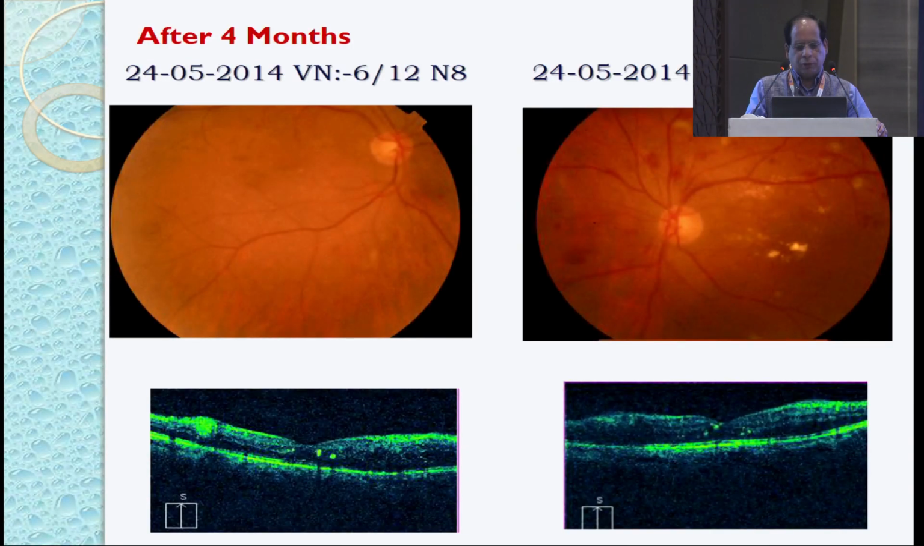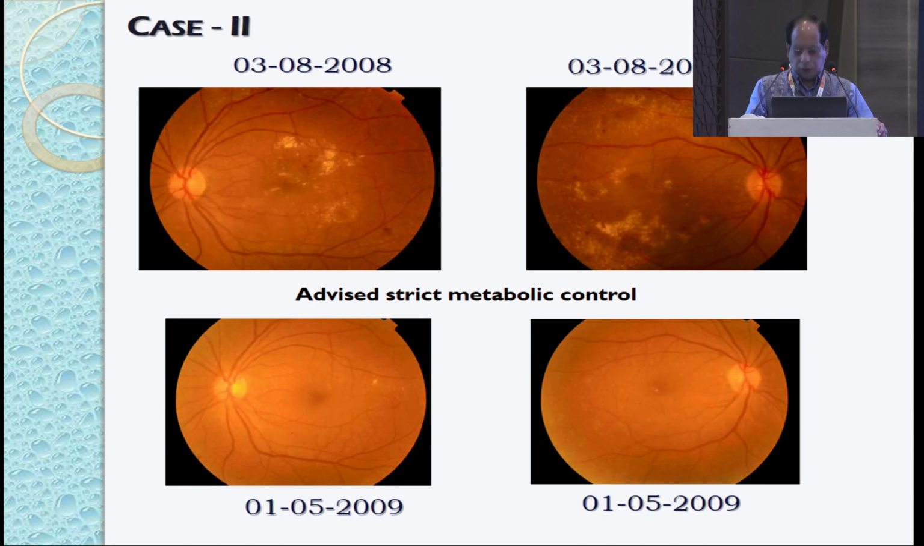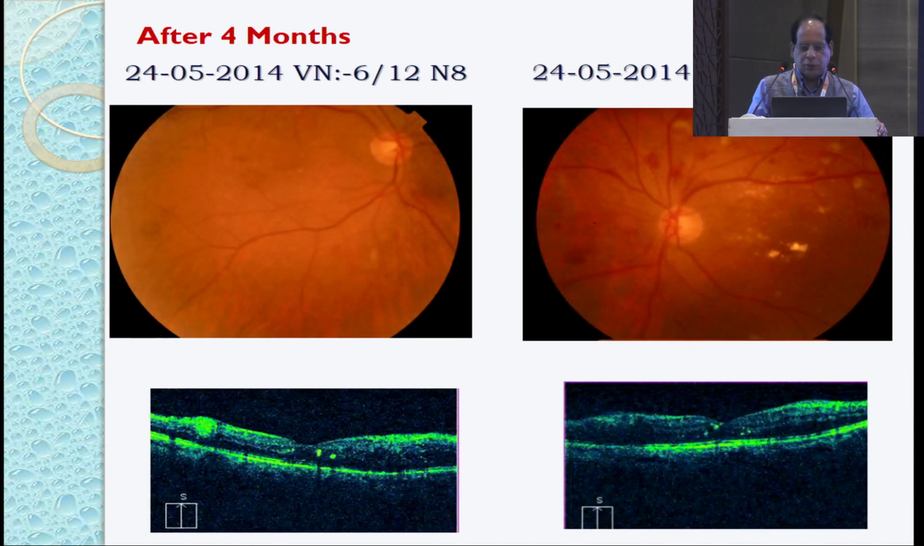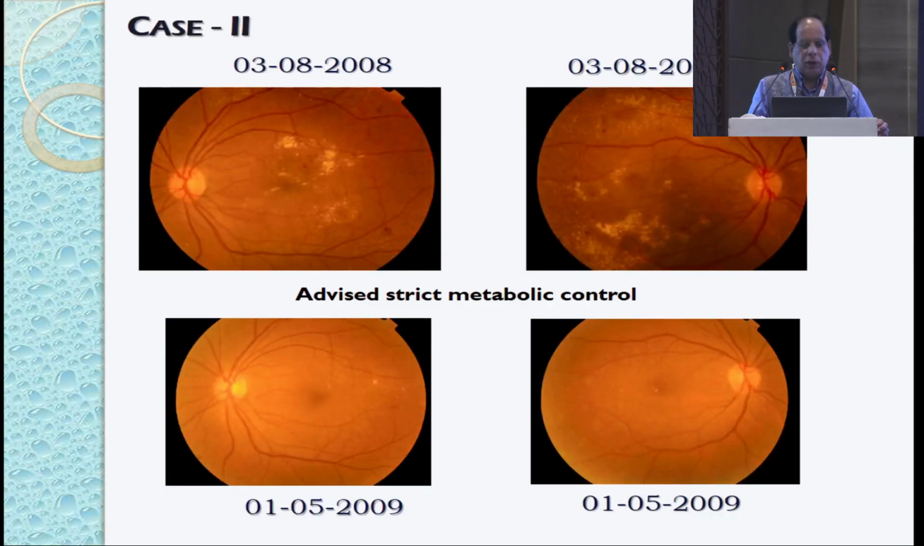After 4 months when he came to us, his vision was improving with the systemic control, and the exudate was decreasing. And he had good vision even after 4 months of strict metabolic control. Sometimes it may take a little longer period to resolve these macular hard exudates and macular edema. Another patient, with only strict metabolic control, had the diabetic maculopathy improved within 9 months.